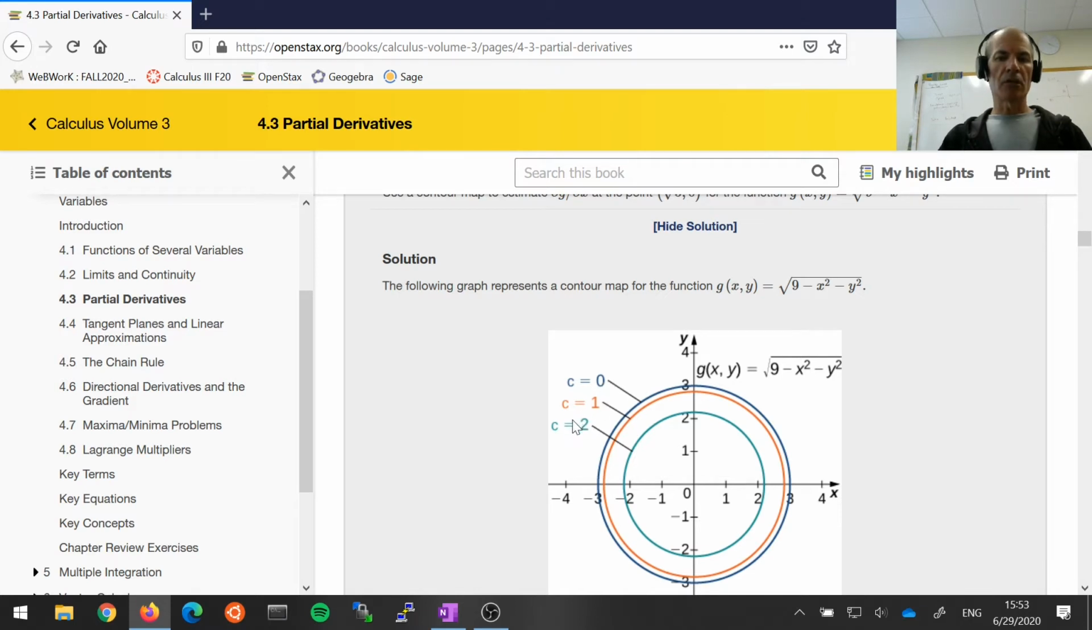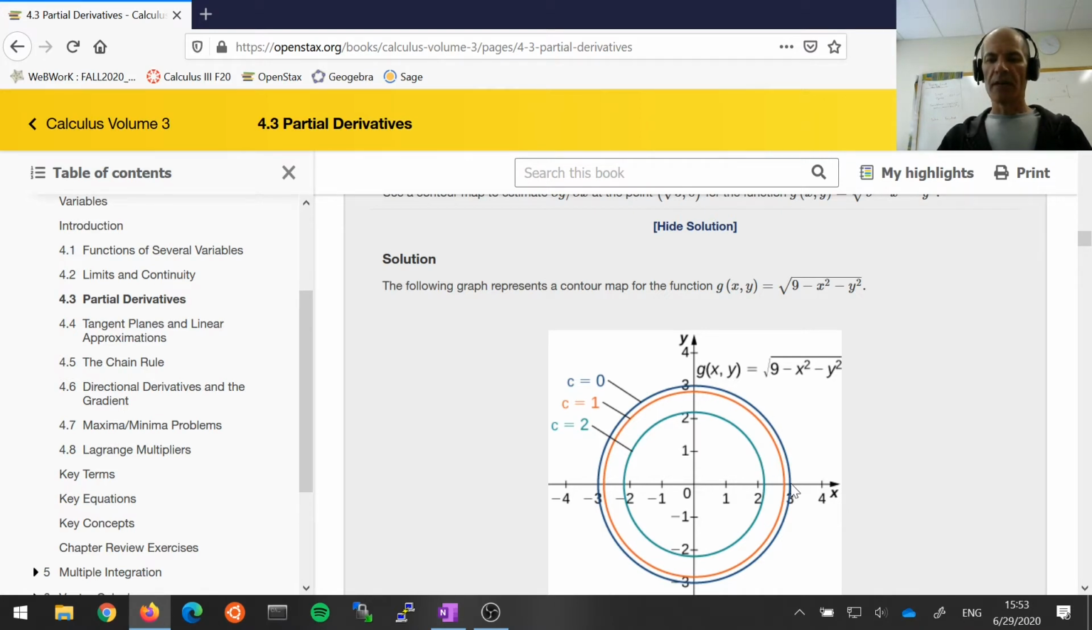We could actually look at the level curve for c equals 3 as well, and what we would get is a single point here at the origin. There's only one point that satisfies g equals 3, and that is the point x equals 0, y equals 0. It gives me the square root of 9, which is equal to 3. So evenly spaced level curves would have a point here for c equals 3, this circle for c equals 2, c equals 1, c equals 0. All right.